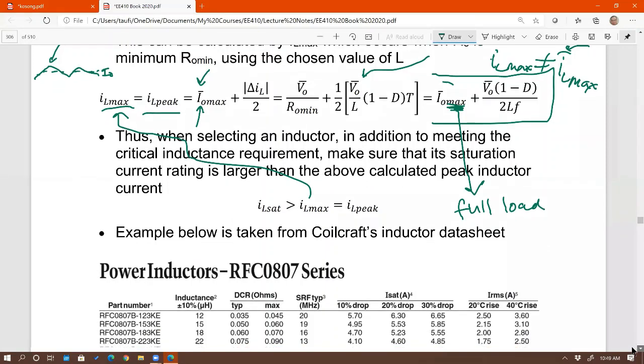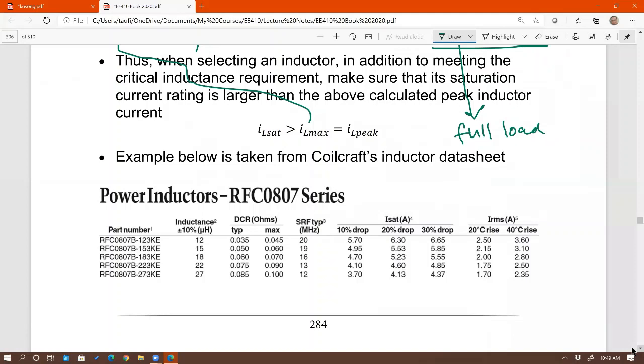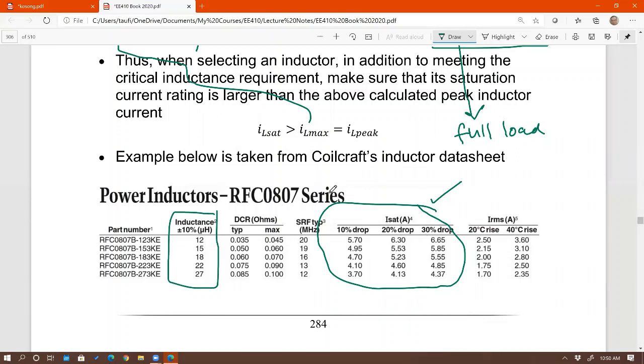And here's an example of a table that I got from a data sheet of an inductor. Notice that it has I sat rating right there. So do not ignore this anymore. Okay, now you're into power electronics, right? You're choosing inductor for power electronics. You need to pay attention to this part of the table, right? Before you only care about this, maybe, right? The inductance value. Now you have to have two things to consider: inductance value as well as saturation point.